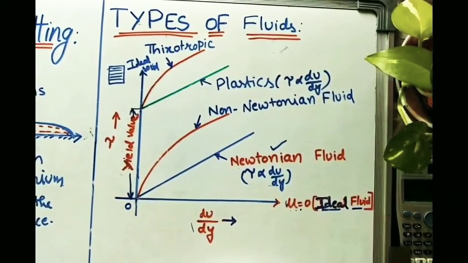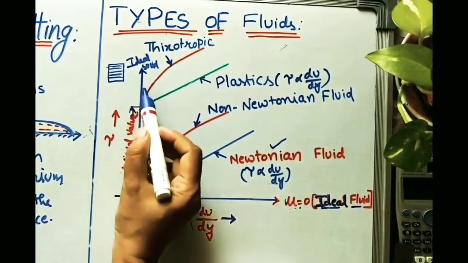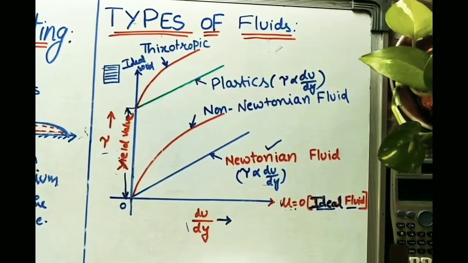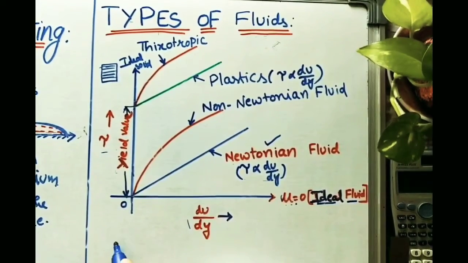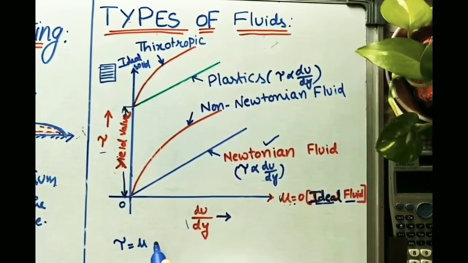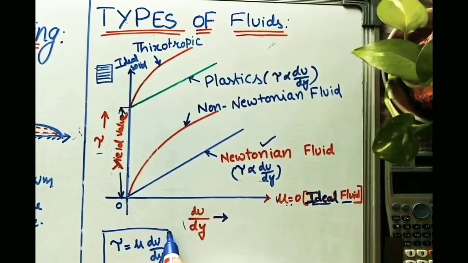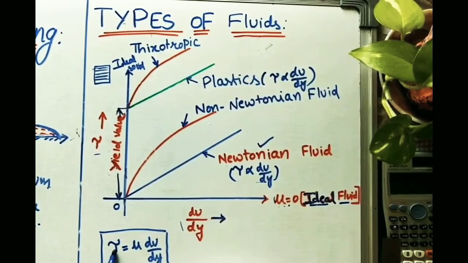Take the next one, types of fluids. Here we are taking the graph between shear stress, that is tau, and the shear strain. In viscosity we derived one equation, tau is equal to mu into du by dy. I gave the viscosity video lecture in the description box, please check it. We draw the graph between shear stress tau and the shear strain, that is du by dy. The meaning is velocity is changing with respect to the distance.